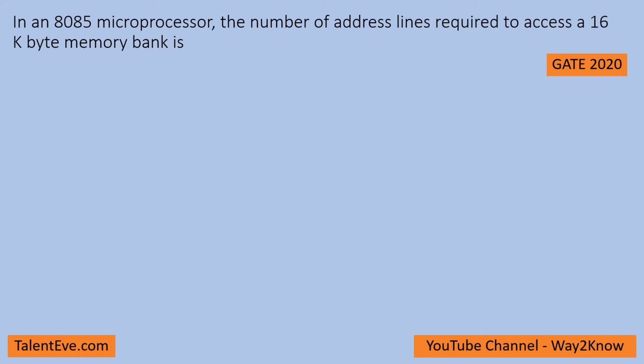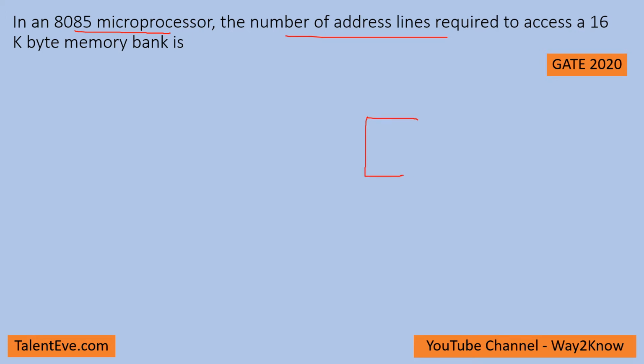Hello, let us see how to solve this problem. What is given is basically an 8085 microprocessor, and it is required that we calculate the number of address lines required to access an external memory bank of 16 KB size.